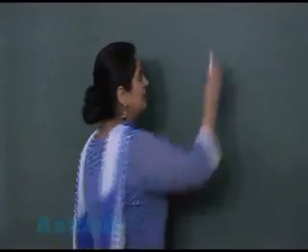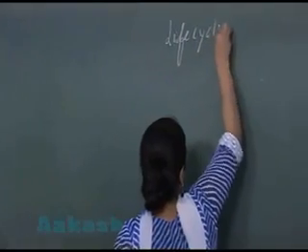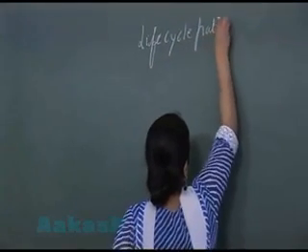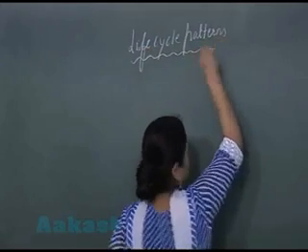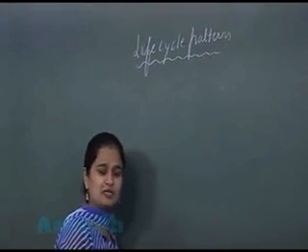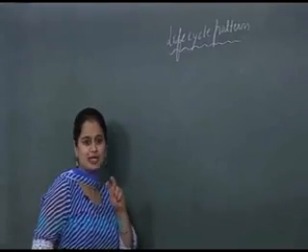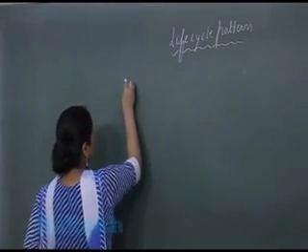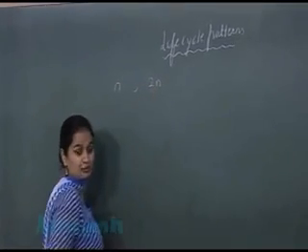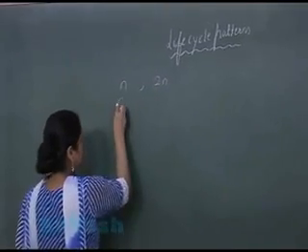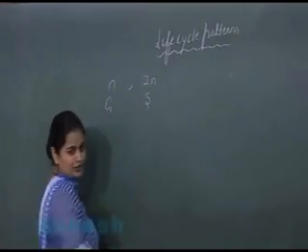So let's start with the life cycle patterns. In the lifetime of a sexually reproducing organism, there is presence of two types of plant body, that is haploid and diploid. तो जो haploid body है, that is gametophytic. The diploid body is sporophytic.